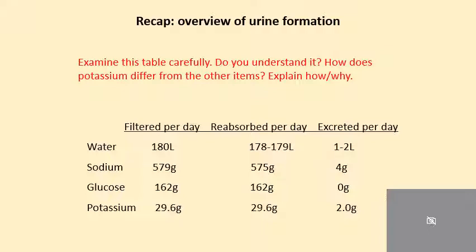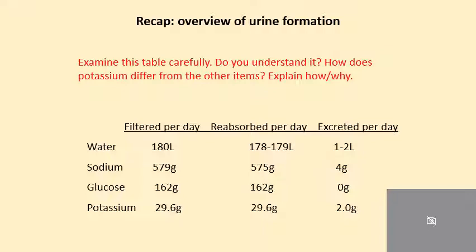Let's use this table to recap what we've covered so far, an overview of urine formation. So we have four substances: water, sodium, glucose, and potassium, and we have three columns. The column on the left is the quantity filtered per day, the middle column is the quantity reabsorbed per day, and the column on the right is the quantity excreted per day.